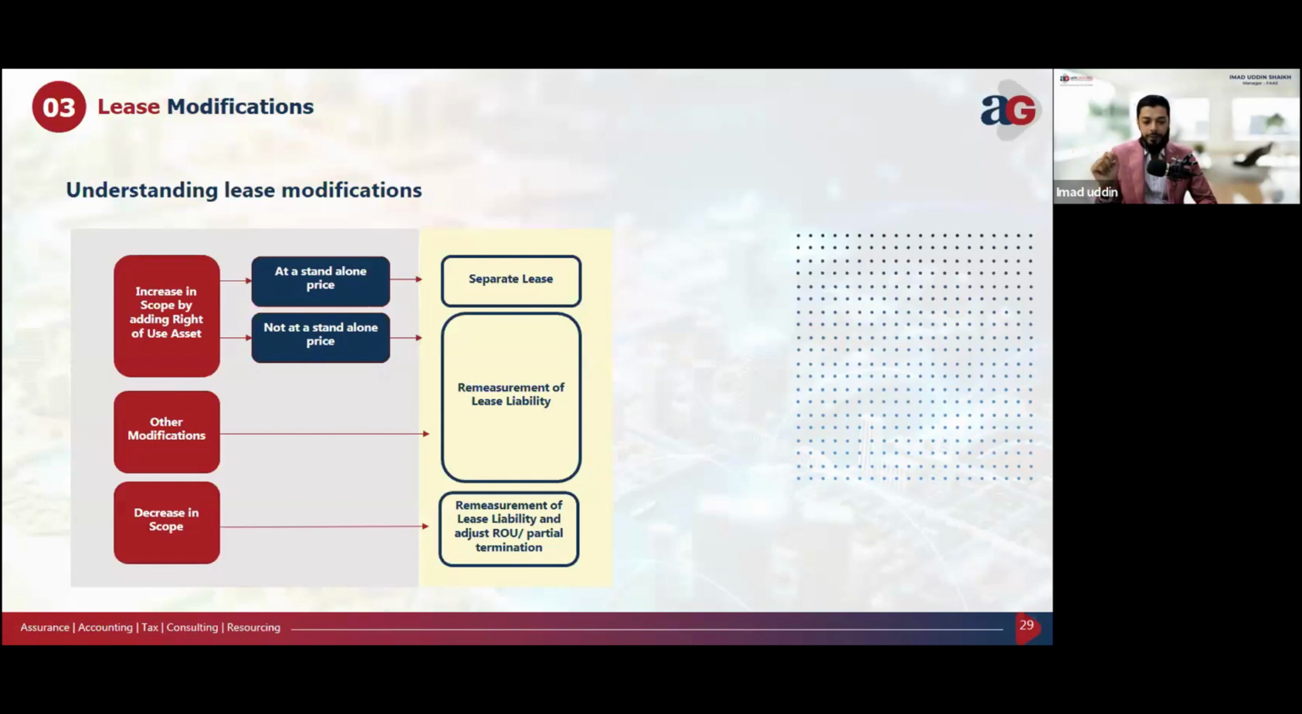If, however, we have a decrease in scope, then it's almost like a partial termination. In the previous case, if there was an increase in scope, any increase in lease liability would have resulted in an increase in the right of use asset. There would not have been any effect in the income statement for this particular increase in scope. But when we talk about decrease in scope, we are thinking of it as a partial termination, and there would be a gain or loss on that particular modification. Any other modification, we treat like an increase in scope that is not at a standalone price, which means a remeasurement of the liability after modification.